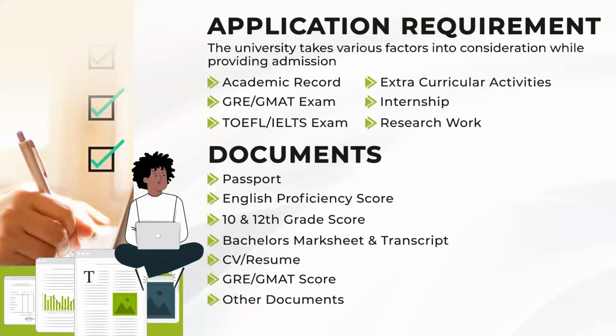documents. In terms of documents, it will require your passport, your English proficiency score, and 10th and 12th grade scores. Then you will also need your bachelor's mark sheet. As I know, the majority of you will not have your final semester mark sheet, but we can still apply because the university will take your final semester mark sheet after you receive it. That will be before you arrive at the university. So we can do that if you are ready with your mark sheets up till fifth semester. We can put in the application.